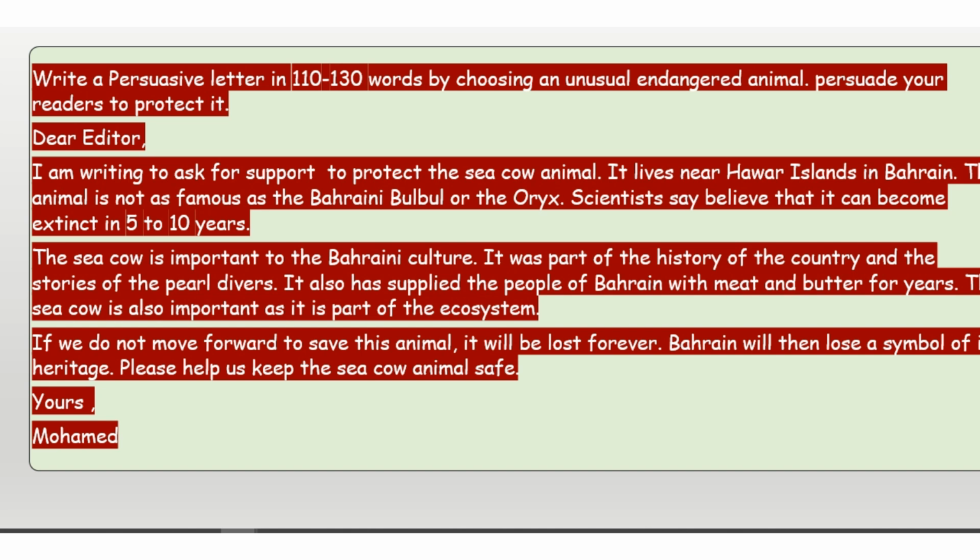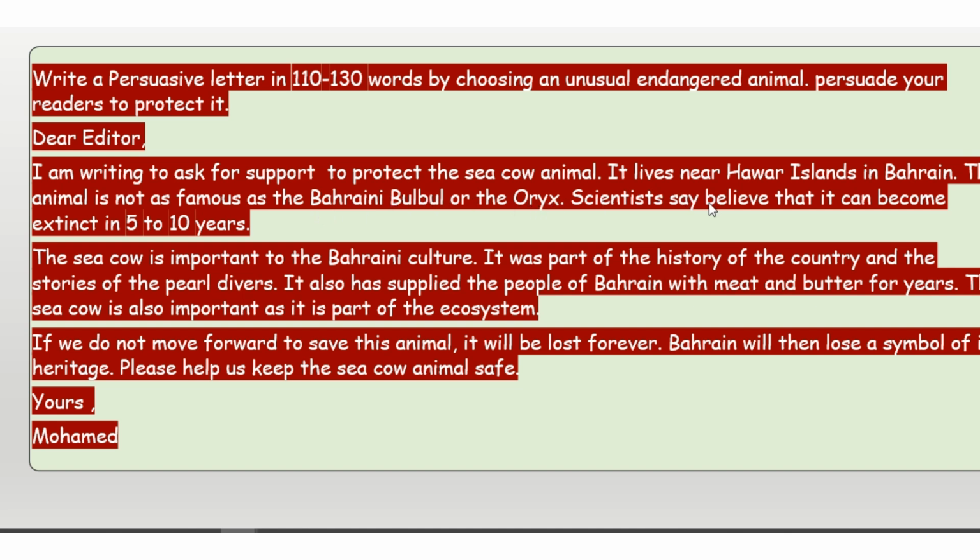Here is the last one. Here is the exam question. Write a persuasive letter in 110 to 130 words by choosing an unusual endangered animal. Persuade your readers to protect it. Here you start. Dear editor, I am writing to ask for support to protect the sea cow animal, or the dugong animal. It lives near Hawar Islands in Bahrain. This animal is not as famous as the Bahraini bulbul or the oryx.